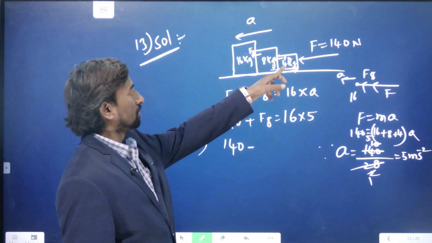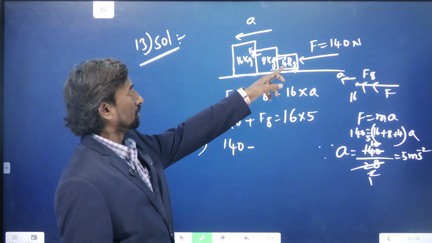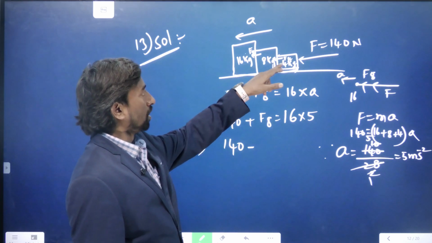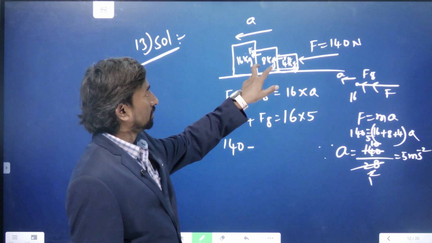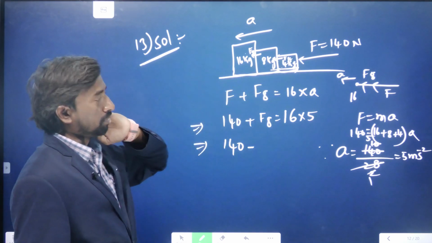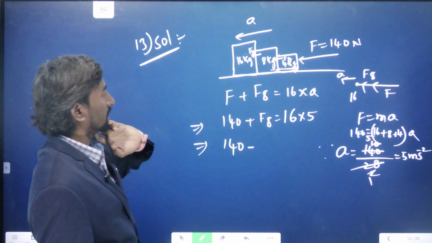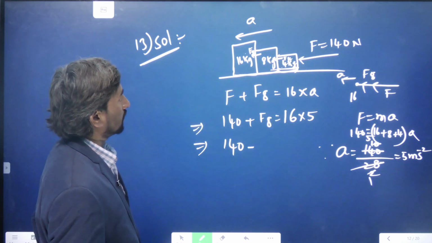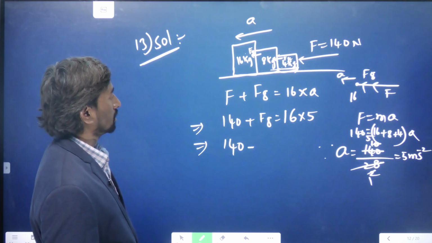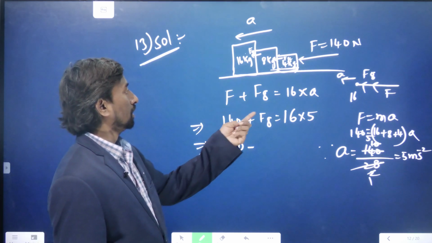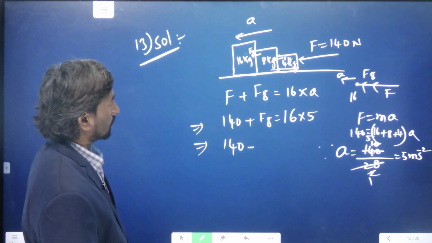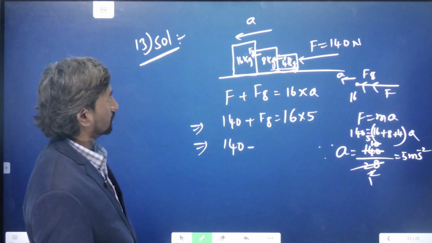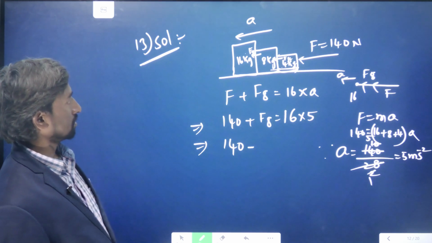On the 8 kg block this force is acting, that is 4 into 8, and due to these two blocks, the masses of 8 and 4, a 12 kg mass is acting with force on the 16 kg block. So then here we can add the resultant force, this is 140, and this one we can add the mass of the body, 16 kg.